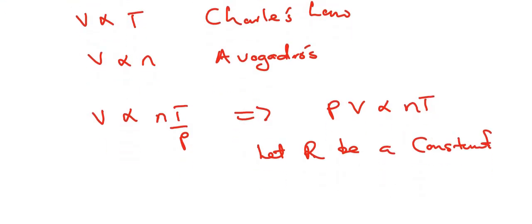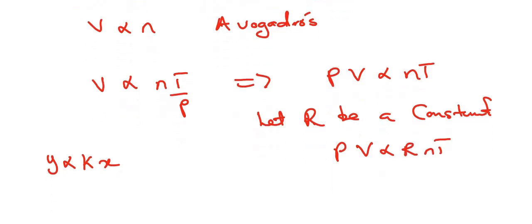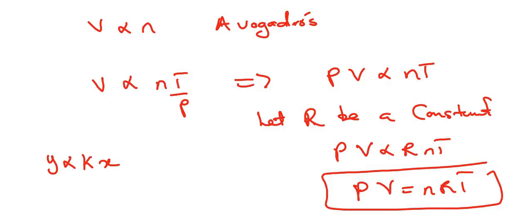So we know how things are related. If you say y and x are connected by a constant k, it's the same thing here. We're just going to say PV is simply connected via a constant R to nT this side. This implies that PV is equal to nRT. This is where the ideal gas equation comes from, hence shown.